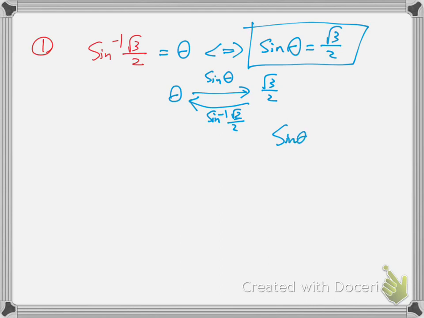Okay, so now after you change sine inverse to this sine function, then we know sine function is y over r, right, by definition. So next step is the picture. So y is radical 3, r is 2, right, r is 2. Okay, so now what about x? X is positive or negative?